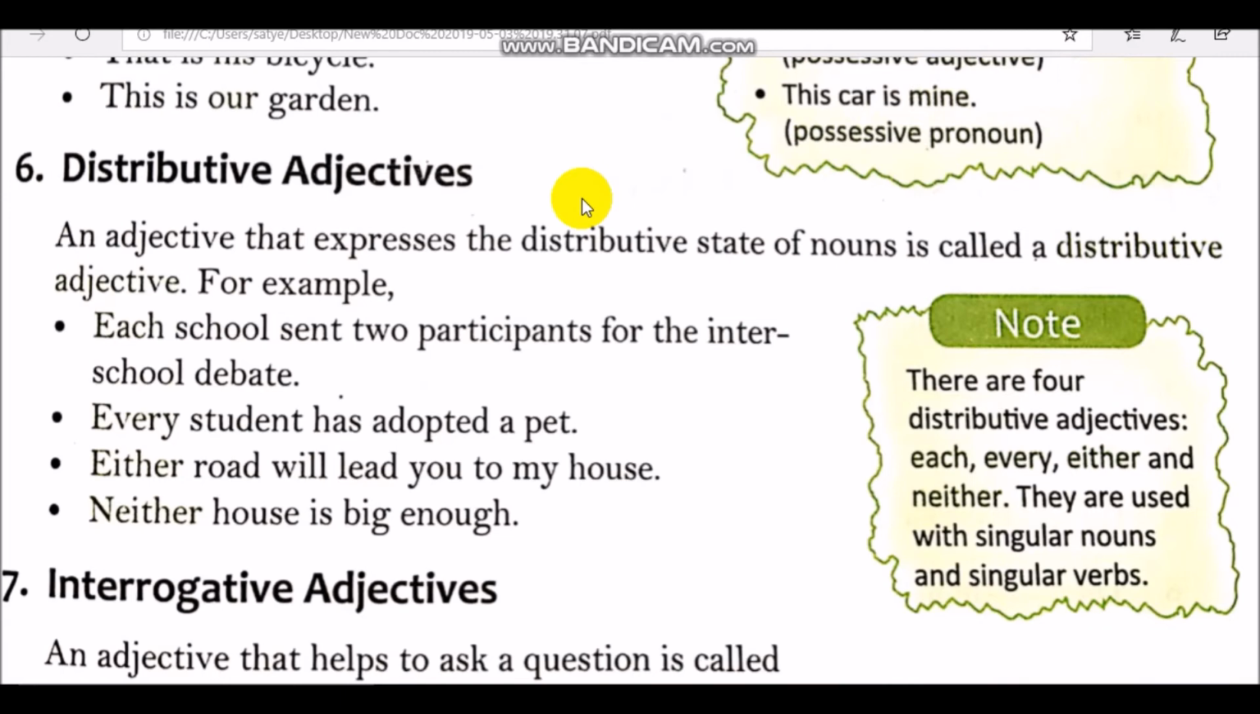In distributive adjectives, an adjective that expresses the distributive state of a noun is called a distributive adjective. For example, every student had adopted a pet. So here we are talking about every. We distribute them, and basically there are only 4 distributive adjectives: each, every, either and neither. There are only 4. So basically in this we are distributing the noun in different states, like each school sent 2 participants for the inter-school debate.